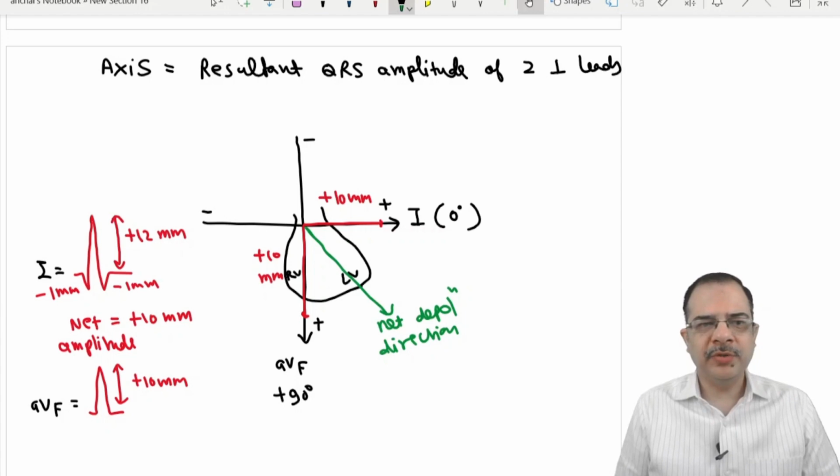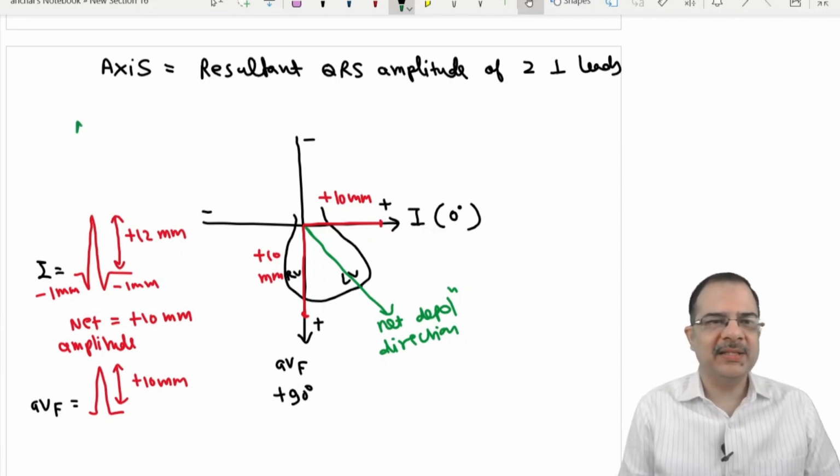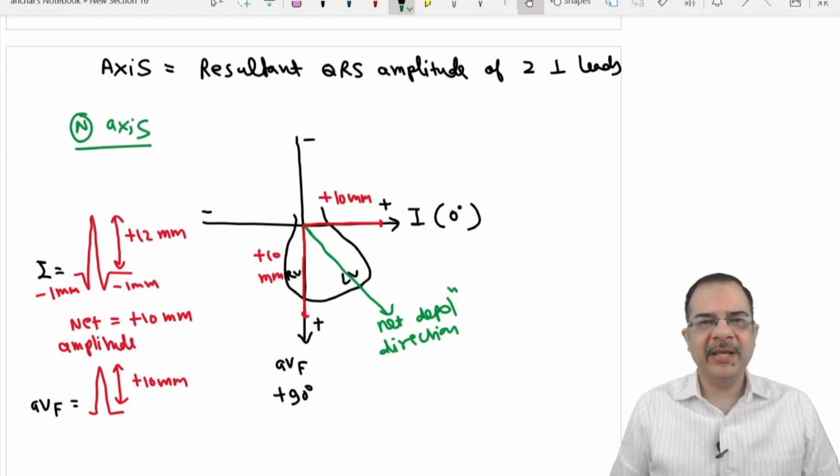So lead 1 should have a positive QRS, AVF should have a positive QRS. The resultant will come in this quadrant only, and this is a normal axis. So that means for a normal axis, lead 1 and AVF should both be positive. And for physiological range, we take the normal axis as minus 30 to plus 110 degrees, but most healthy individuals will have the normal axis between 0 to plus 90. This is the quadrant of healthy individuals.